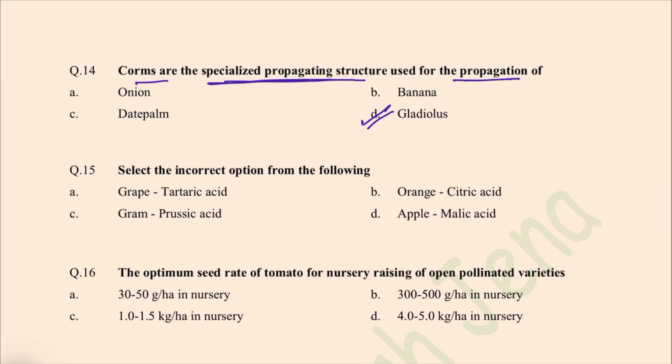Onion is propagated by bulb or seed. Banana is propagated by sucker, a modified rhizome. Date palm is propagated by offshoot, that is sucker. Whereas gladiolus is propagated through corm. Which type of modified stem is used for the propagation of colocasia or taro? Corm. The underground storage structure in potato is botanically classified as a tuber, or stem tip. Next question.